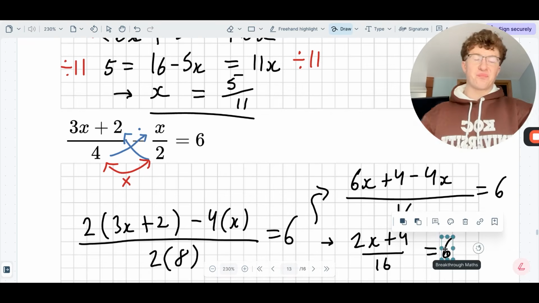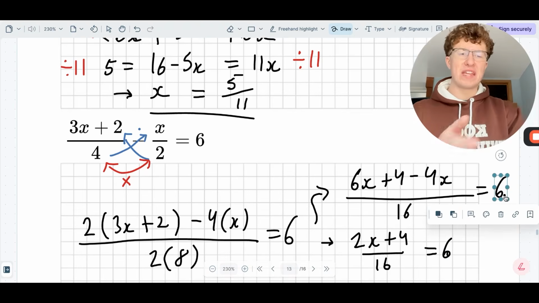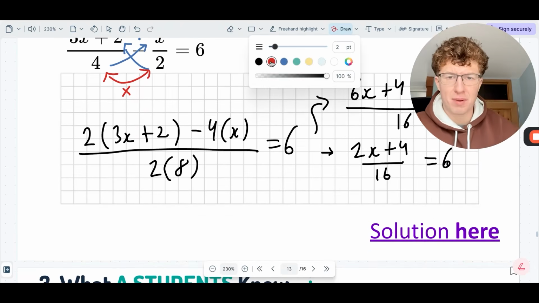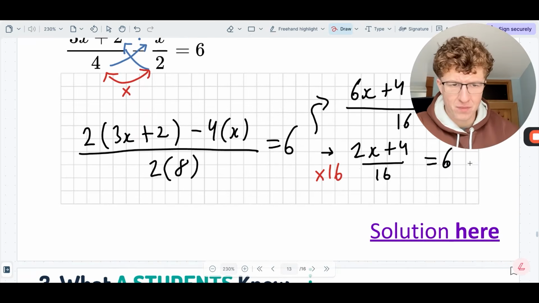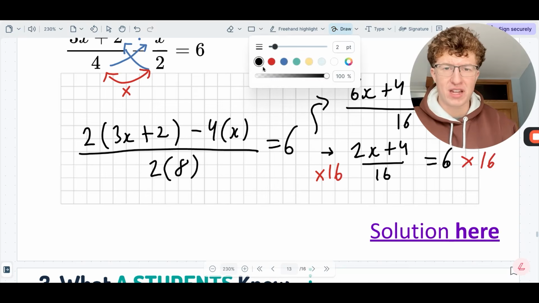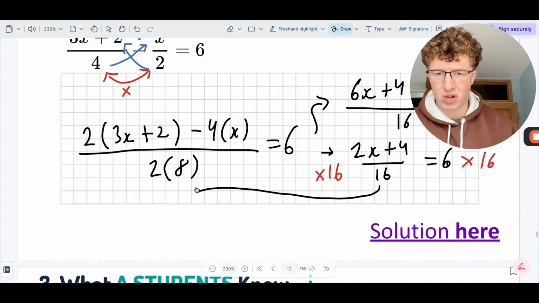Now we just have a single fraction, and then we have an equal to 6. So we want to get rid of this fraction. Let's multiply both sides by 16. Because when we multiply both sides by 16, we're going to get rid of that fraction, and the equation is going to become a bit easier. I'm going to draw it down here.